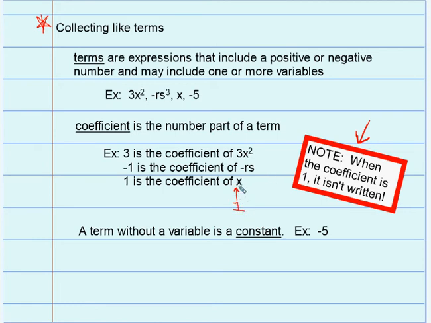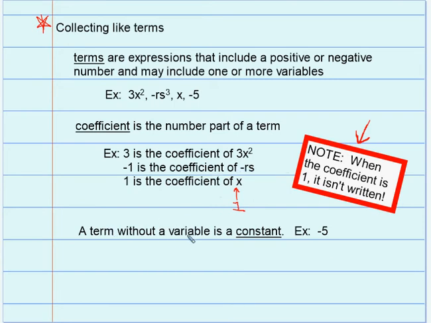But we definitely have 1x sitting there. So the coefficient is 1, but we don't write it. If you end up with 1x left, do not write the 1. That's just not good form.